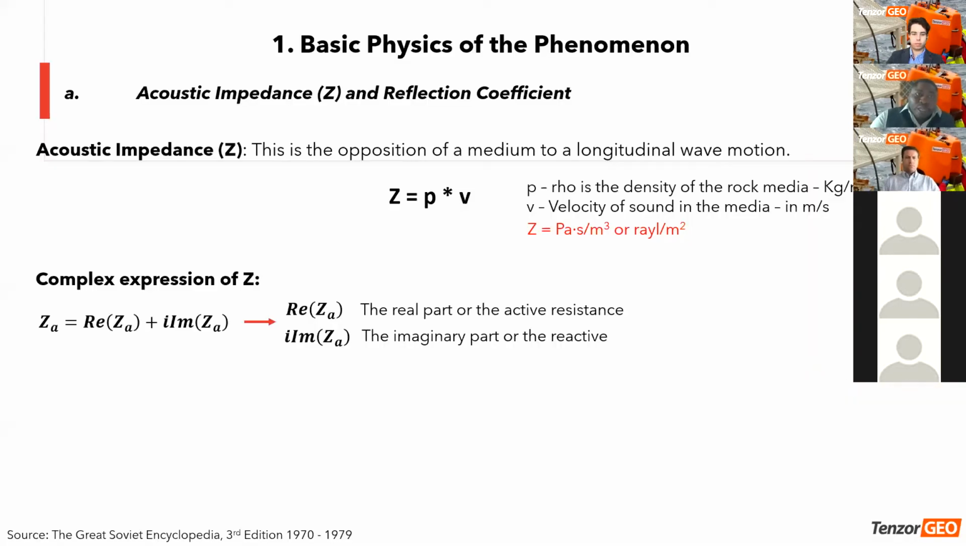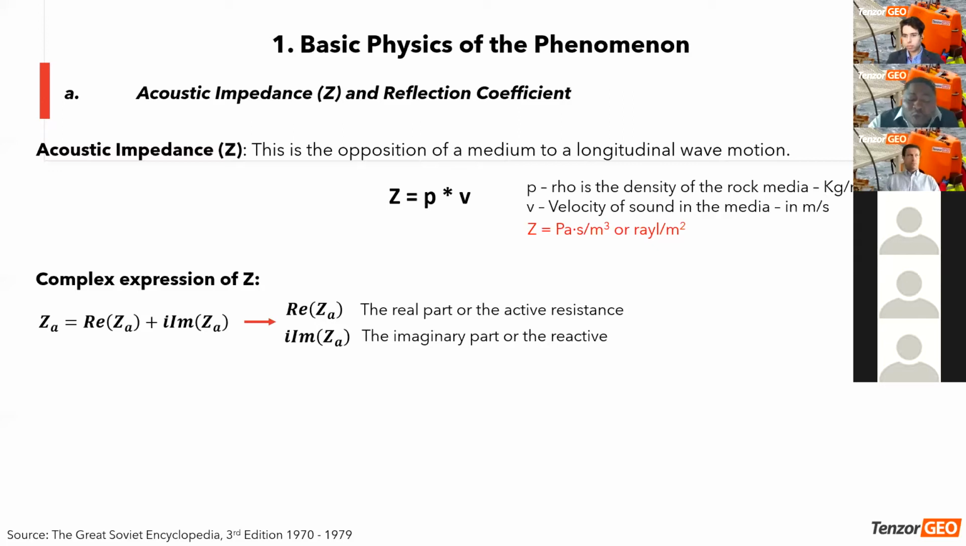So one of the main parameters used to study the nature of wave propagation is the acoustic impedance. Now, acoustic impedance is the product of density and seismic velocity. Therefore, it is the opposition of a medium to a longitudinal wave motion. It is an important parameter with respect to the transfer of acoustic energy between two media, as it characterizes the relationship between the acting sound pressure and the resulting particle velocity.